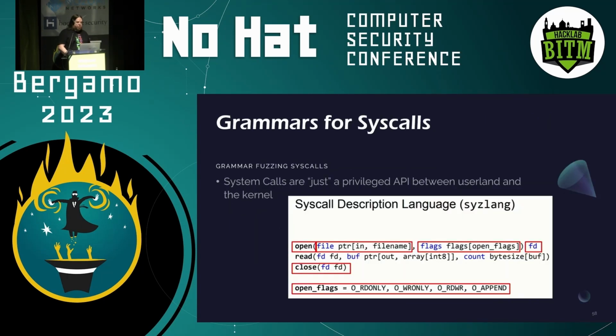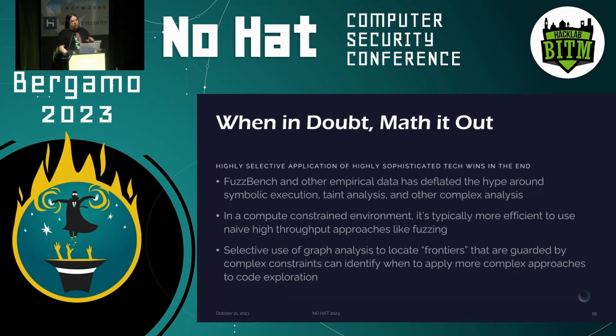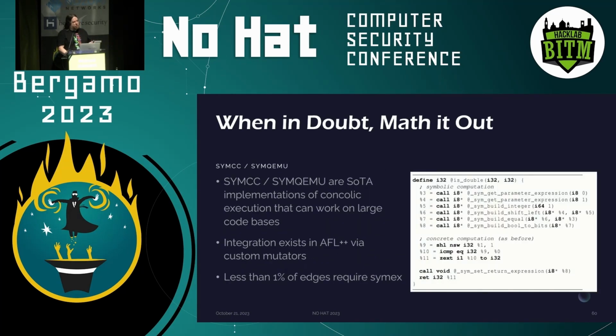And of course, syscalls are just an API between userland and the kernel, so Syzkaller is another approach. But then there's the fallback that, in the end, if you have to, you can use solvers. And there's been progress specifically to create solvers that are for fuzzing, so they're high performance. They tend to take compile time attributes or instrumentation and add them into the target. And at this point, these are all built into AFL++ and LibAFL as well.